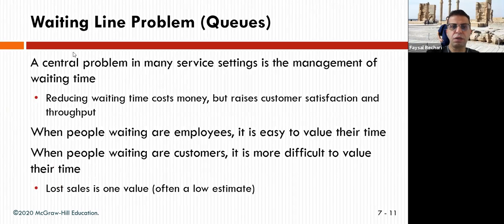Now comes in the issues of waiting line problem or queues.